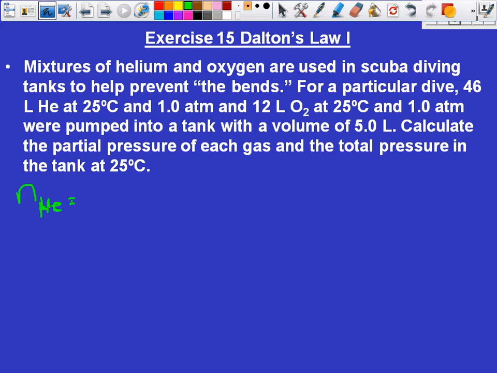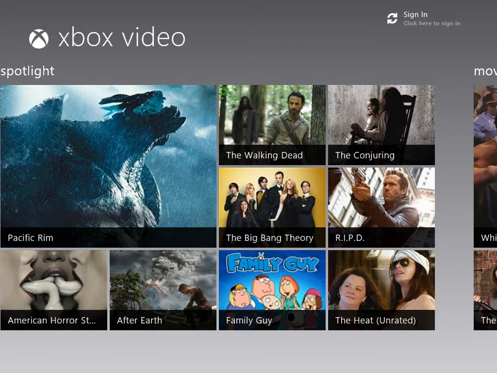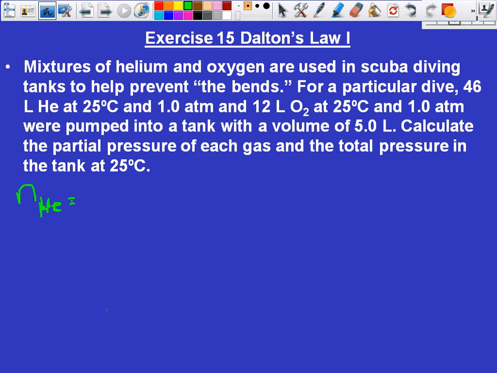Well, again, they've given us the volume, the temperature, and the pressure. What do you think we're going to need? Hopefully you said PV = nRT. If you did, you'd be correct. So remember, so n, my apologies again. n is equal to PV over RT. So again, that's your formula.